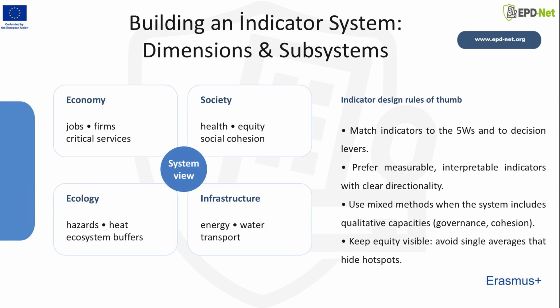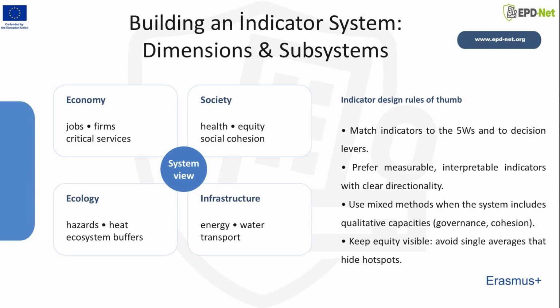Most resilience assessments organize indicators by dimensions or subsystems. Typical categories include economy, society, ecology, and infrastructure, although some frameworks also add governance, institutions, or culture. This system view is important because resilience is produced through interactions, not by any single sector alone.